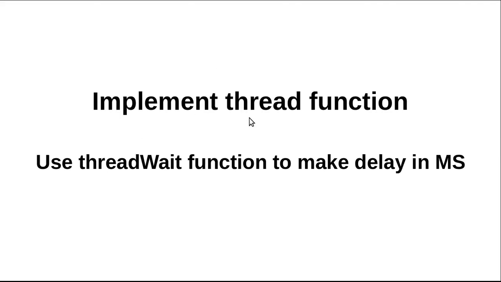After that, implement the thread function. In the thread function, I want to blink an LED. But if you want to implement a blinking LED, you need to have a delay function. You can use the thread wait function to make a delay in milliseconds. Okay, at this time in RTOS, if you want to make a delay in milliseconds, you can use thread wait. But let's implement the thread function.